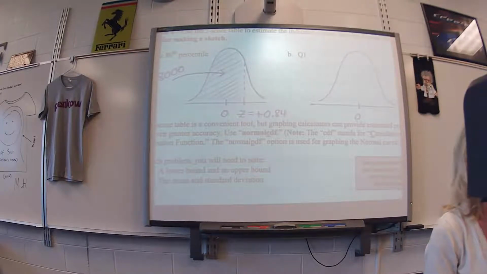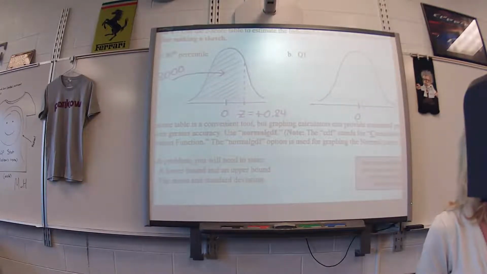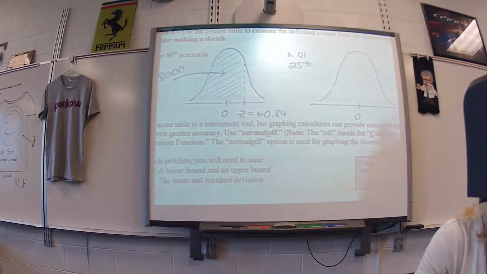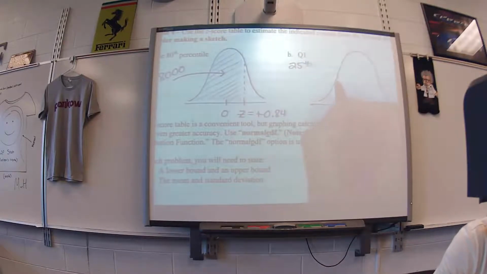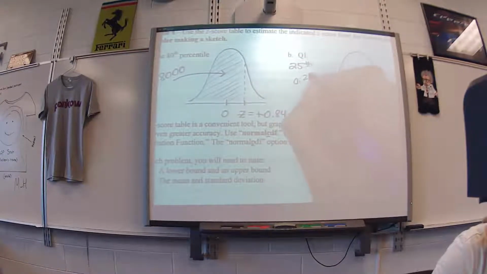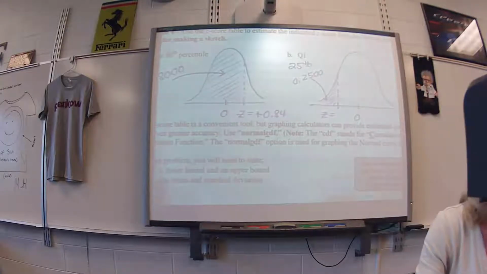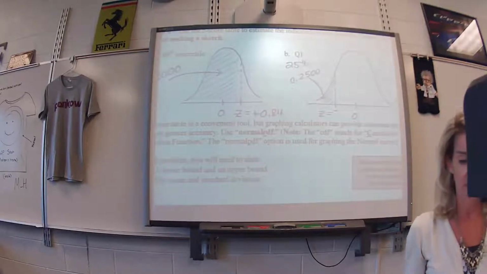Now, example B says Q1. Okay, the quartiles are percentiles. They're measures of location. Q1 means what percentile? Okay, that's your 25th percentile. So 25th percentile means I need to be on the left side of the halfway mark so that when I draw my perpendicular and I shade it in, I should only be looking at 0.2500. And since I'm on the left side of 0, I need a negative Z-score. So go to the negative side of your chart.